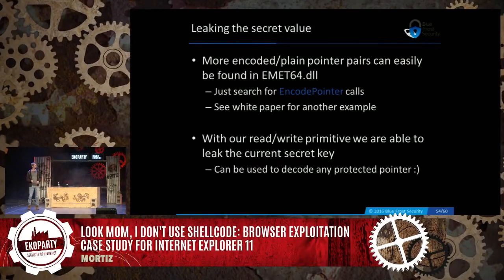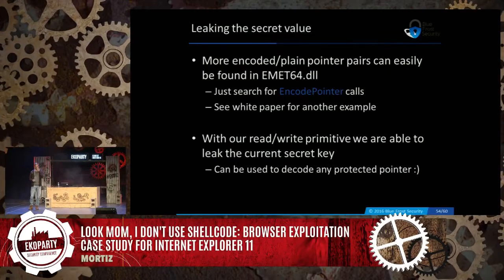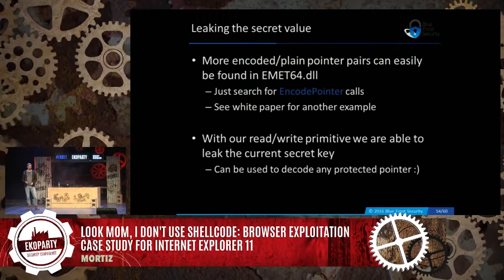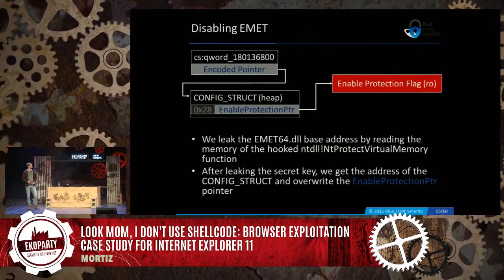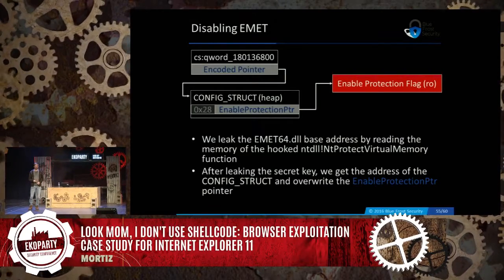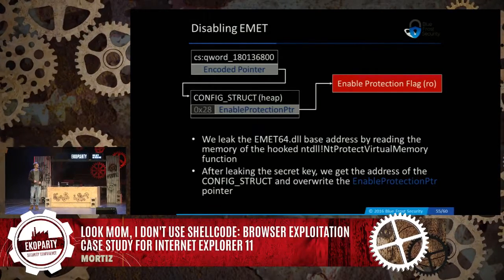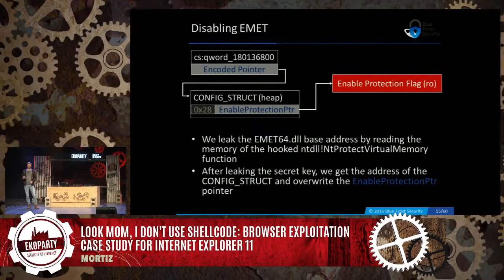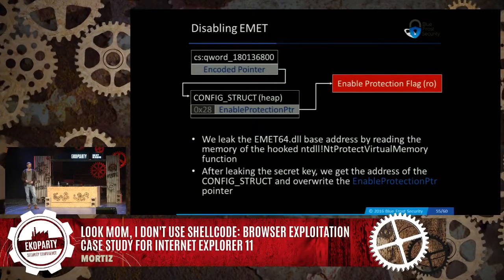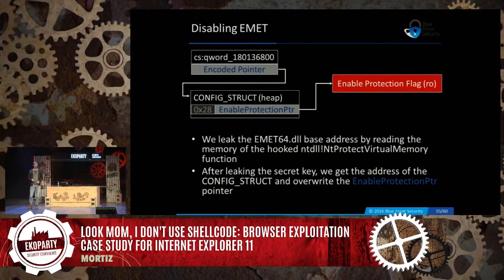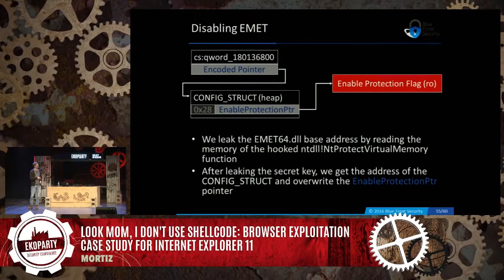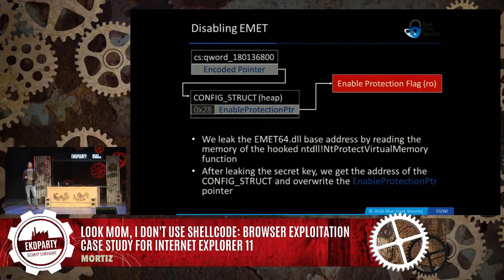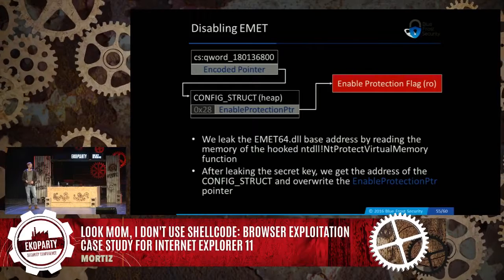As I said, with these pointers, you are now able to calculate the secret of the current process, which gives you the ability to deobfuscate any pointer in memory. So what we do now is, first we leak the base address of emit64. In order to do that, we read the memory of one of the functions hooked by emit, because emit is hooking several functions in memory. For example, you read the first few bytes of the anti-protect virtual memory function, and you follow pointers until you find the base address of emit64.